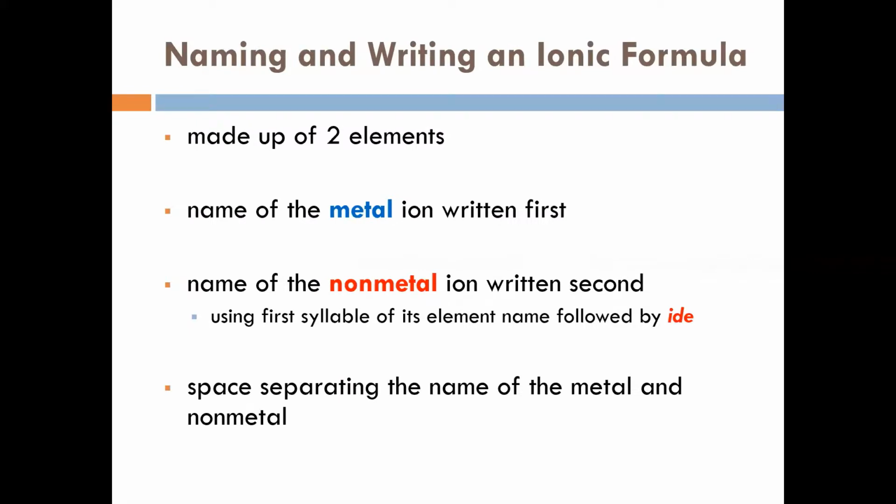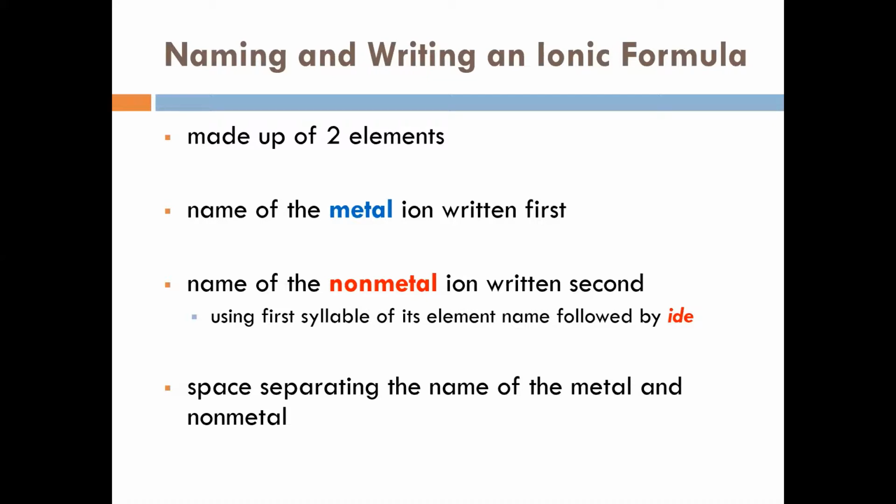Now when we name and write these ionic formulas, the metal is always written first, and then we name our non-metal ion, but we write it with the first syllable and then follow it by "ide." So chlorine becomes chloride, bromine becomes bromide, fluorine becomes fluoride, oxygen becomes oxide, nitrogen becomes nitride, sulfur becomes sulfide, phosphorus becomes phosphide. Those are just to give you some ideas.